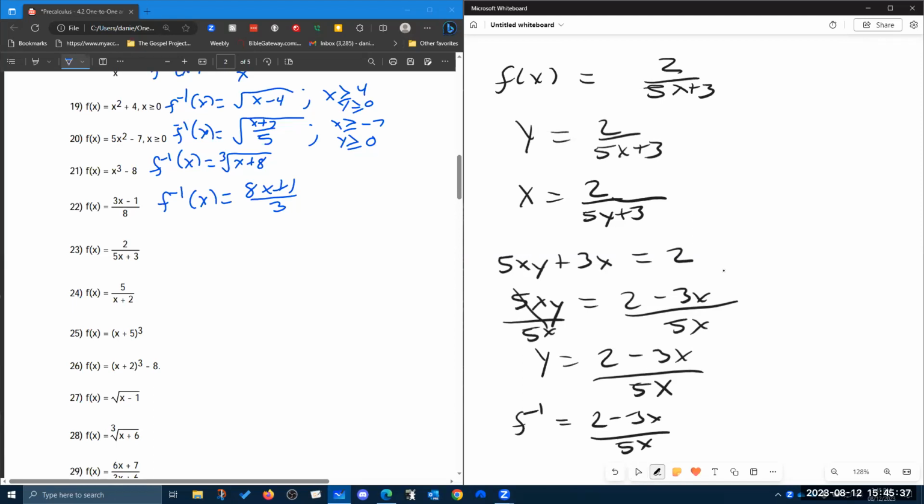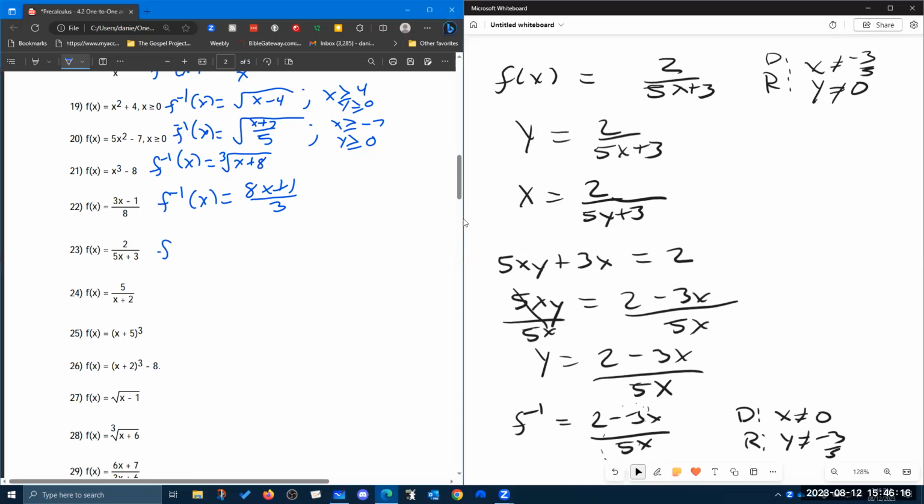You can see that this range was y not equal to 0. This x was not equal to -3/5 for my domain. So my domain is going to be x not equal to 0. And my range is going to be y not equal to -3/5. There's my asymptote right there, because the degree of the top and the degree of the bottom are the same.